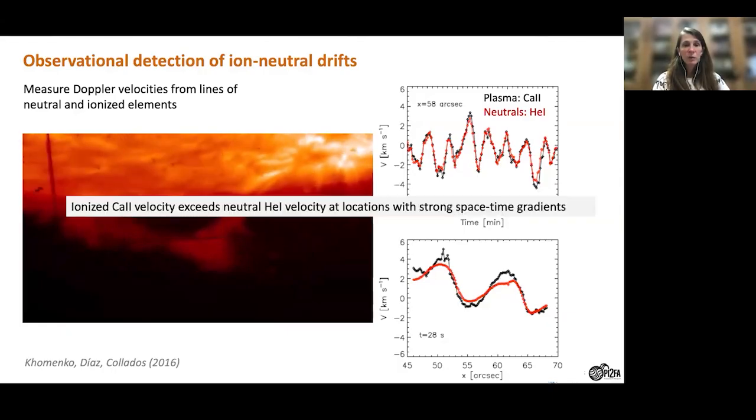And what we concluded from here is that actually calcium is moving slightly faster. So most of this time they are very, very much coupled. But when we have extreme events like wave crests, or we have strong gradients in space, we see that this black line is very slightly above the red line. And it means that our calcium is moving slightly faster than our helium. So this is the kind of effect we are looking at.